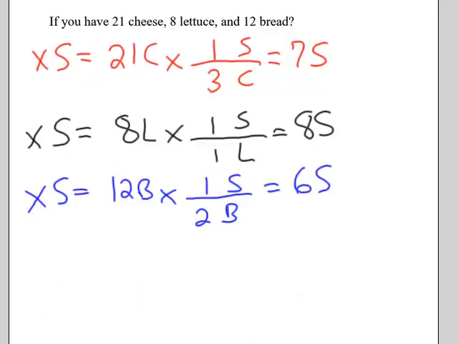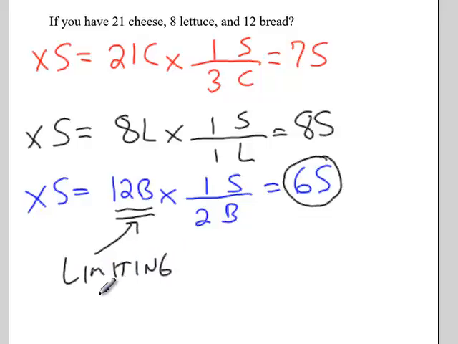Once we've done the calculations, now we have to think about what those answers are telling us. We have enough cheese to make 7 sandwiches. We have enough lettuce to make 8, and we have enough bread to make 6. So if you're actually making as many sandwiches as possible, you are going to run out after you make your 6th sandwich. You're going to run out of the bread. We have excess cheese, we have excess lettuce, but the bread is what we call the limiting reactant. That limits how many sandwiches we could make.